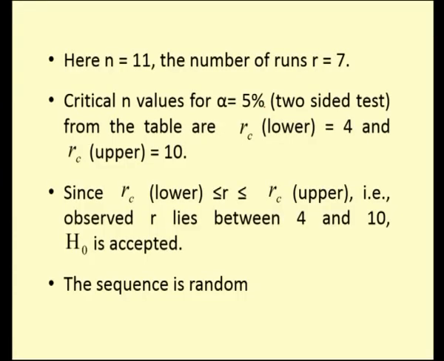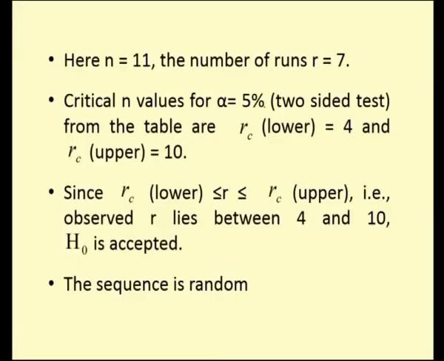Here our hypothesis is that we have to check whether the sequence is random; the alternative is that it is not. So it is a two-sided test. Now using the run test table, you will find that the critical value RC for the lower is 4 and for the upper it is 10. Therefore R should lie between 4 and 10.